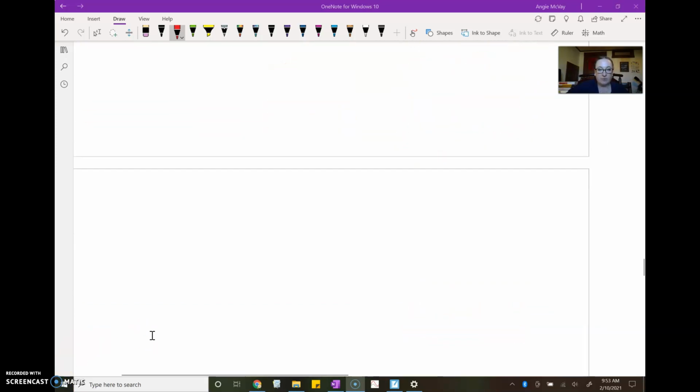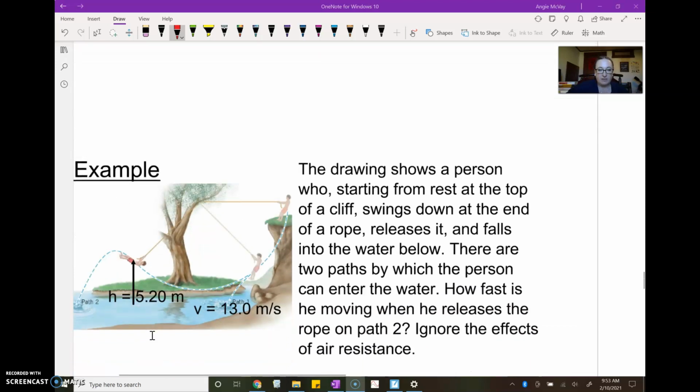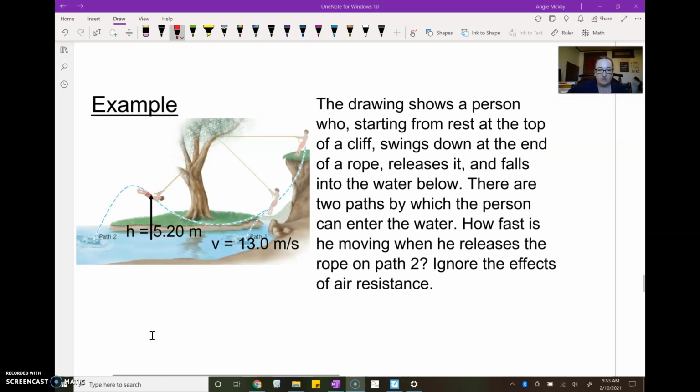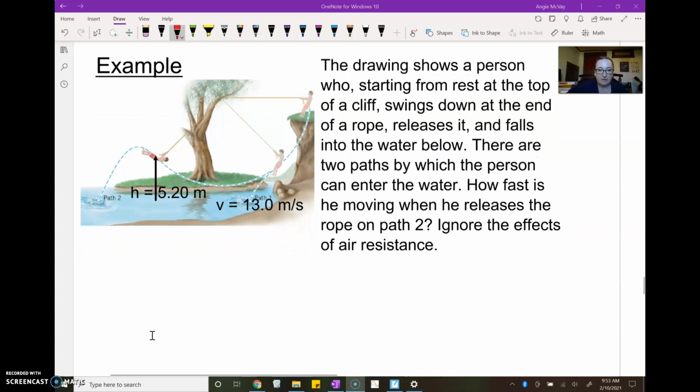Okay, let's take a look at one more example. It's a little bit more complex, and it's a really good one to end with. All right, so our drawing shows a person who, starting from rest at the top of a cliff, swings down at the end of the rope, releases it, and falls into the water.